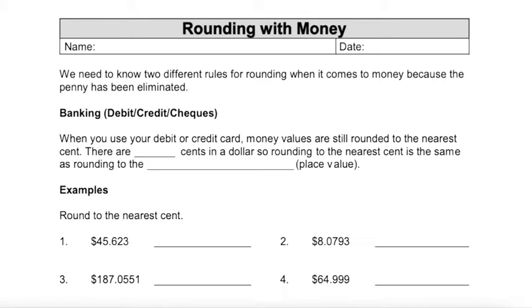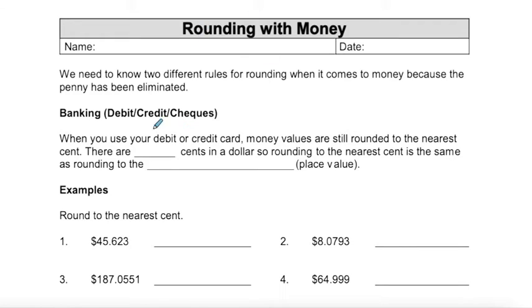With money, we need to know two different rules for rounding because the penny has been eliminated. When you're dealing with banking, such as debit or credit card or checks, the money values are still rounded to the nearest cent. So that's important to know. If you're using your debit card or a credit card or a check, you can still be charged by the penny. However, if you are paying by cash, then it's going to be rounded to the nearest 5 cents.